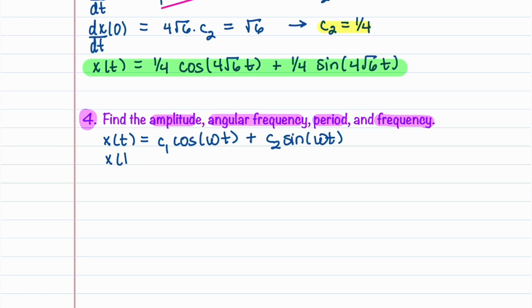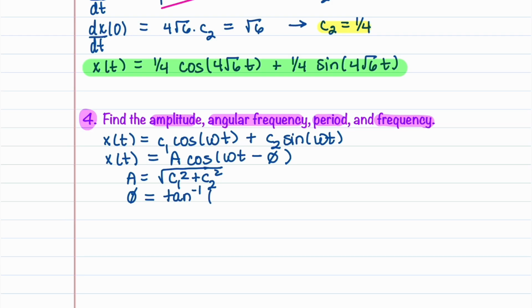We need to write it as x of t is equal to A, which is the maximum displacement from equilibrium, times cosine of omega t minus phi. And phi is called our phase constant. Let's write down the general formulas first. Our amplitude A is the square root of c1 squared plus c2 squared. And then phi is equal to the inverse tangent of c2 divided by c1.